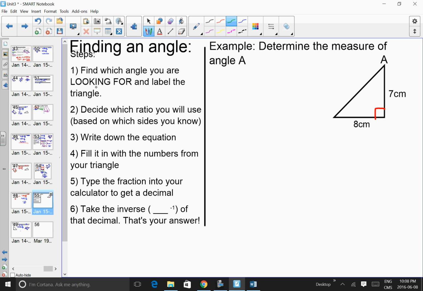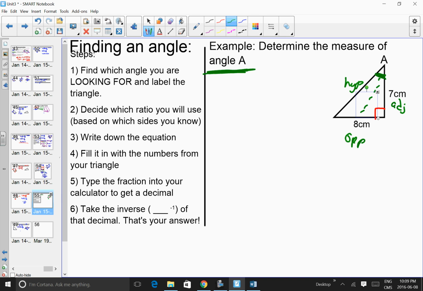First thing, find the angle which you're looking for and label the triangle. So in this one, we're looking for angle A. That's what it tells us. So that's this angle up here. So we're going to label the triangle from here. The side across from it will be my opposite, the longest side will be my hypotenuse, and the other side will be my adjacent. Alrighty.